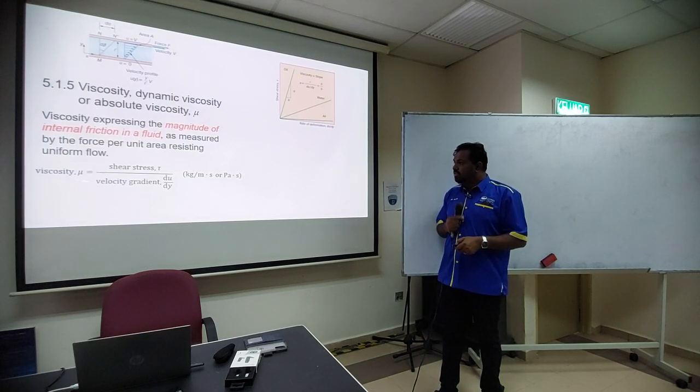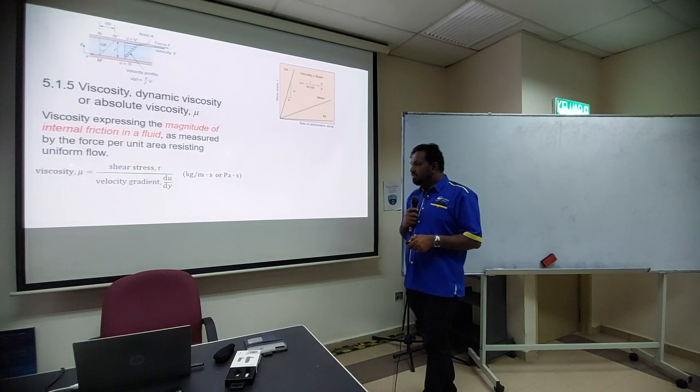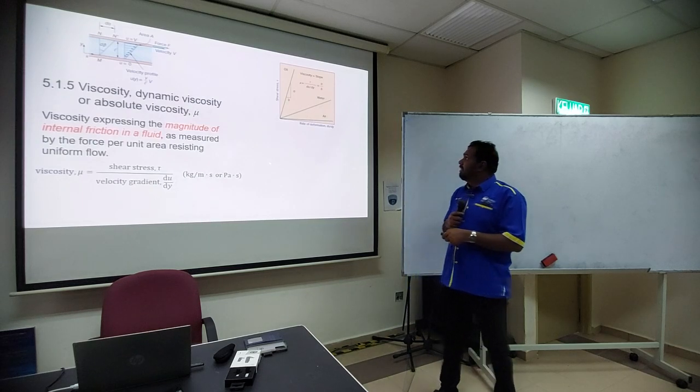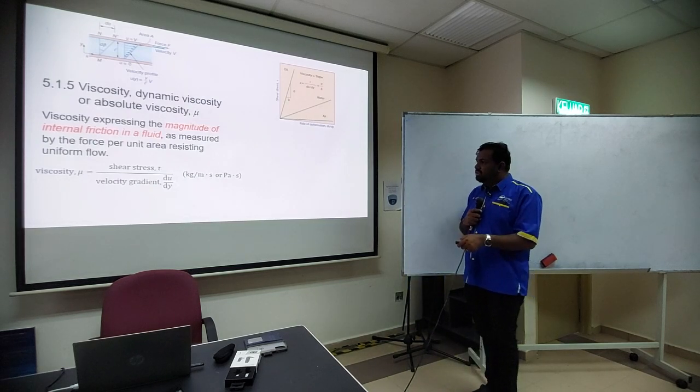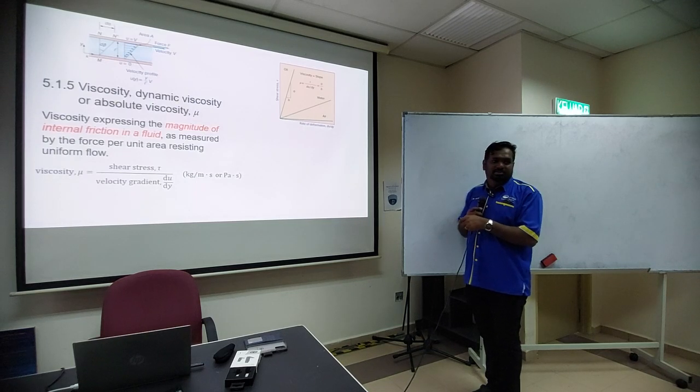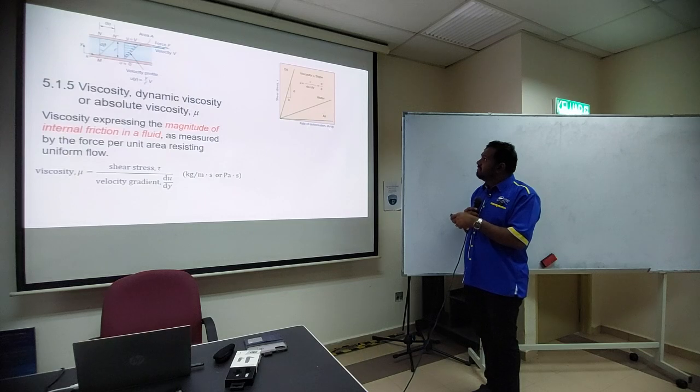The formula for viscosity mu is shear stress, or the tangential stress, divided by the velocity gradient, which we call du over dy. So what is du over dy? That is the rate of deformation.